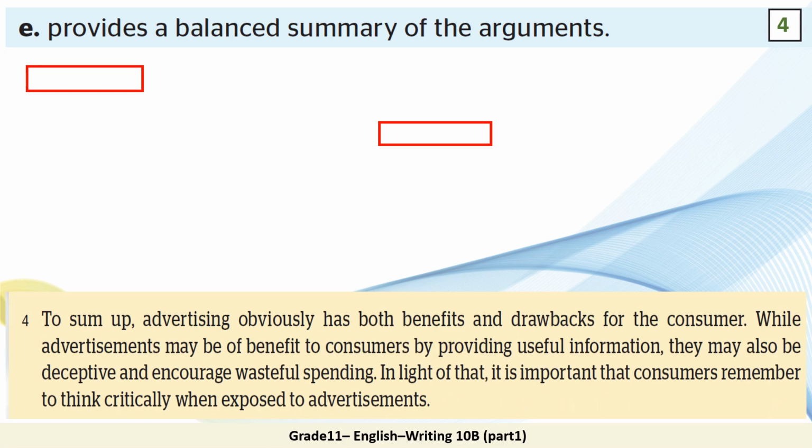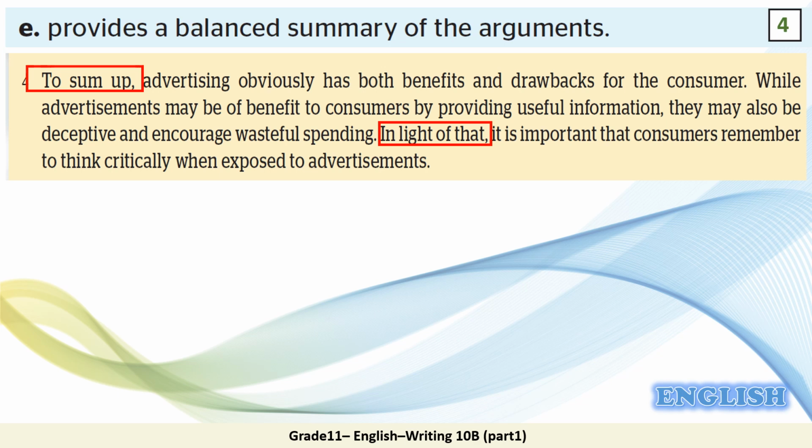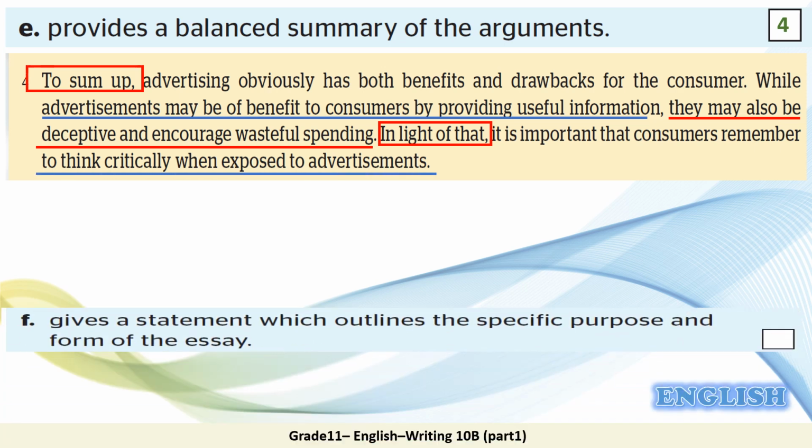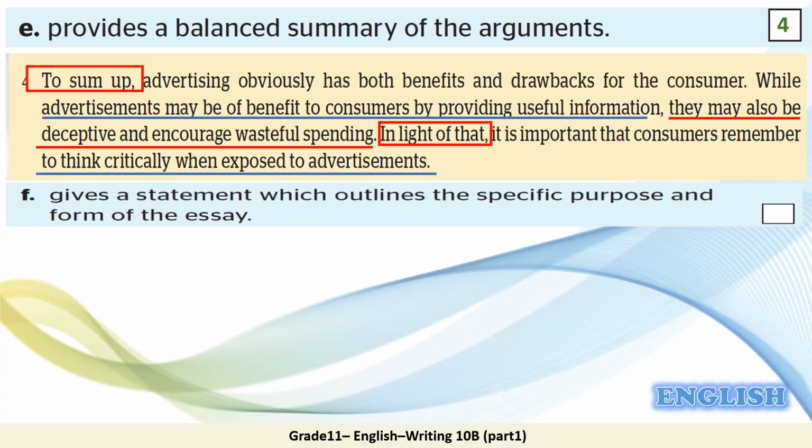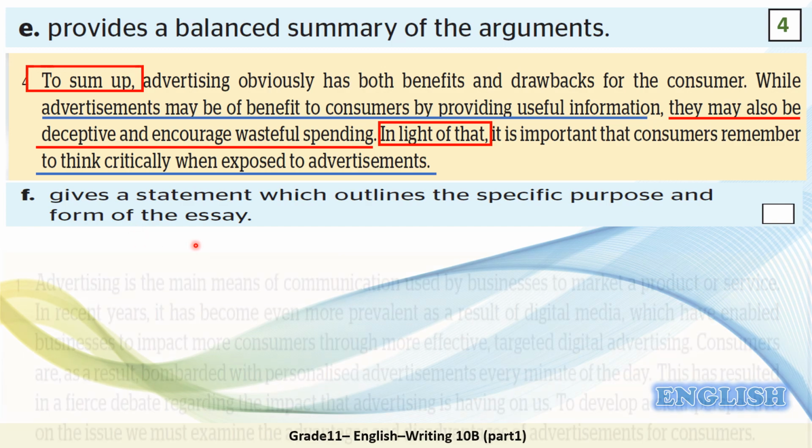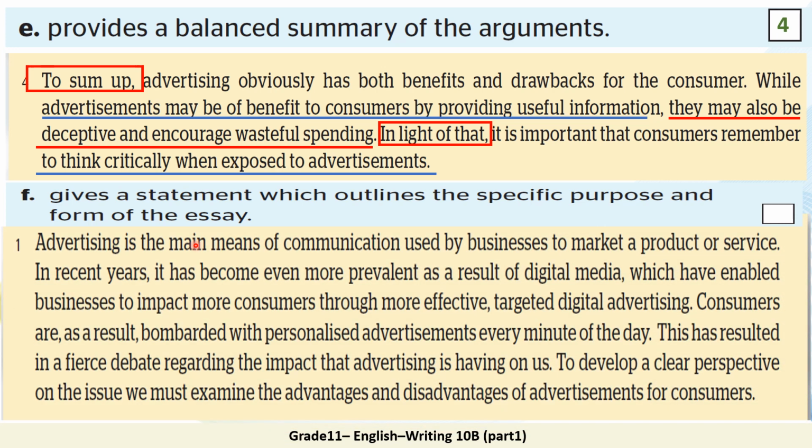The last paragraph, and let's see what the writer uses to sum up, and then he sums up the topic. In the light of that, and this is the function of "in the light of that": to give a summary. Next, the writer gives a statement which outlines the specific purpose and form of the essay. This is very clear in which paragraph? Who can tell? Yes, excellent, in paragraph 1.